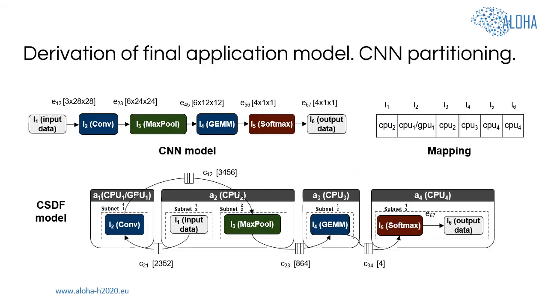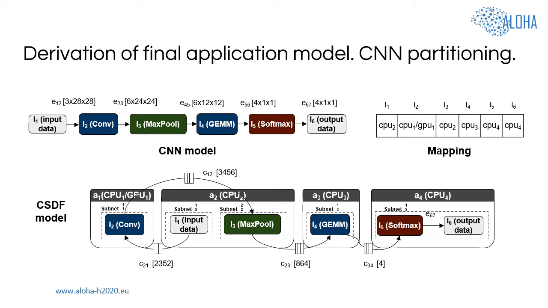When the efficient mapping is found, we derive the final application model. The final application model is represented as a cyclostatic dataflow model, or CSDF model. The CSDF model is a more generic version of an ESDF model that we used for efficient mapping search. In our final application, every node represents part of the CNN computation executed on one CPU or one GPU. The generation of the final application is performed in two sub-steps.